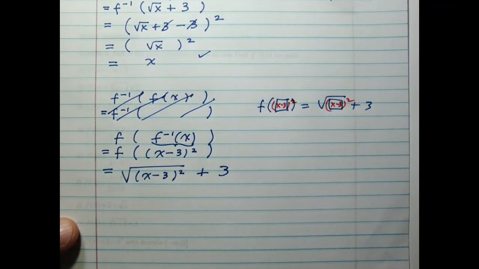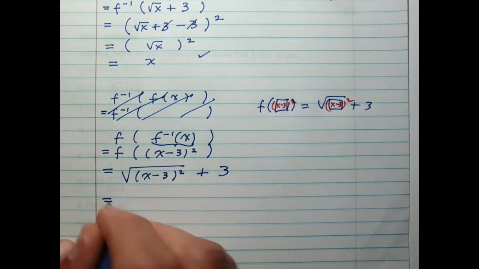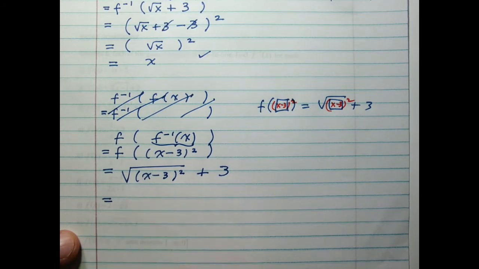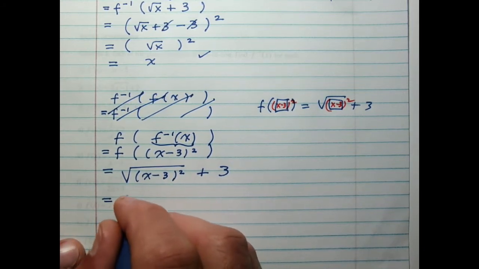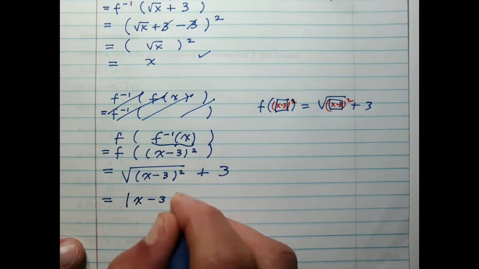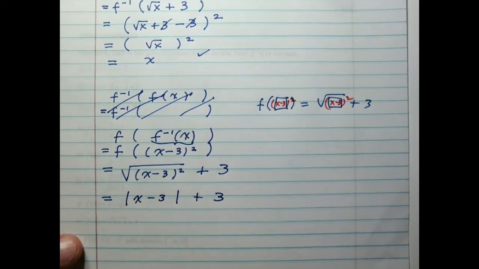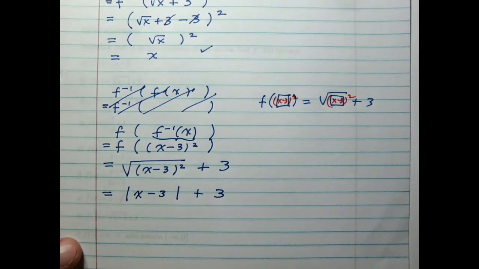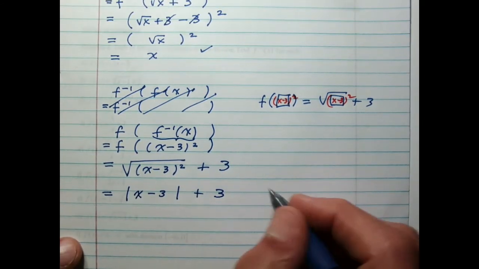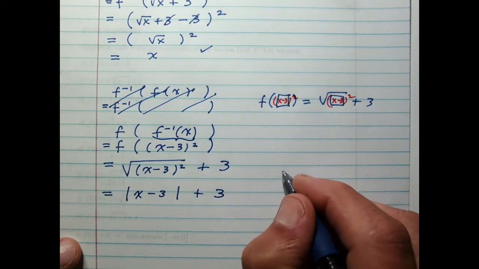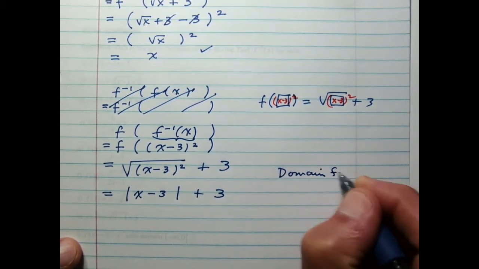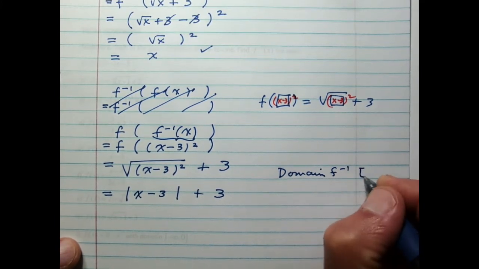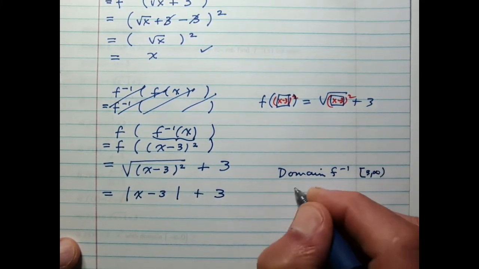plus 3. Okay. Now, here's a subtle thing. Square root of a square, because this is always a positive square root, when you take a square root of a quantity squared like that, officially you end up with absolute value. And it's okay if you don't see that when you do this problem. Here, the domain of f inverse is square bracket 3 to infinity.